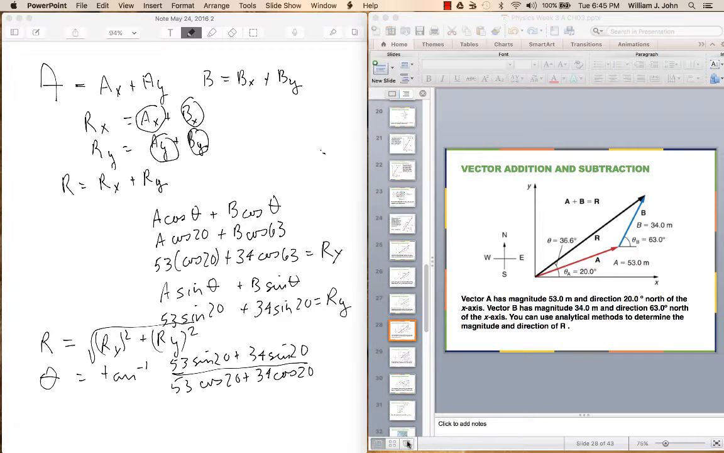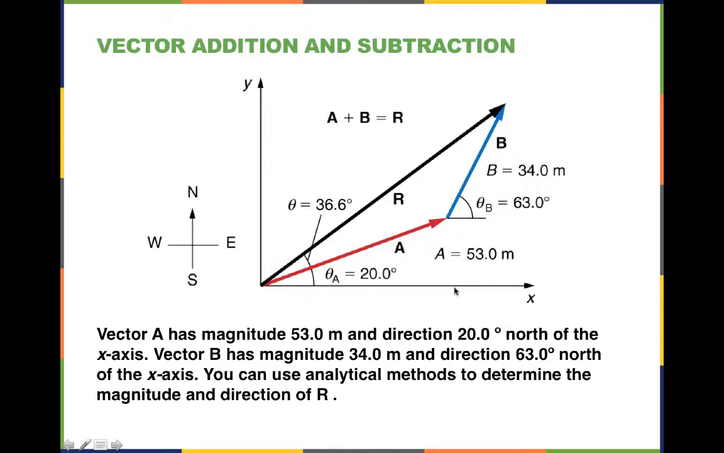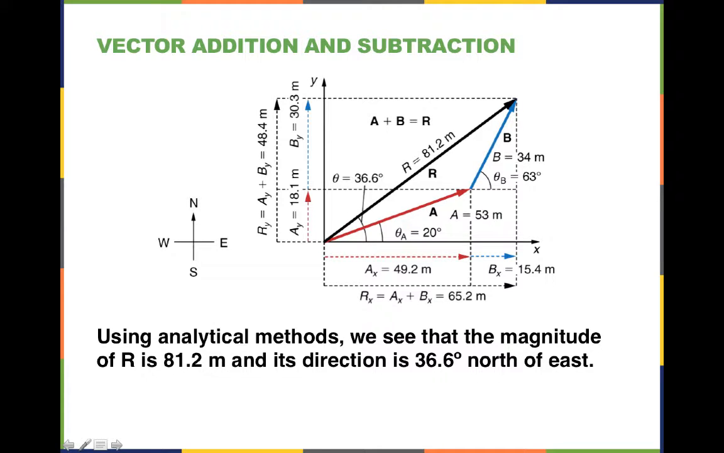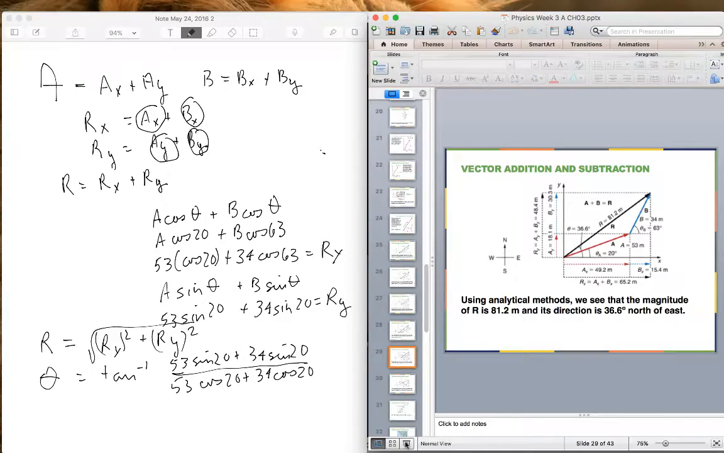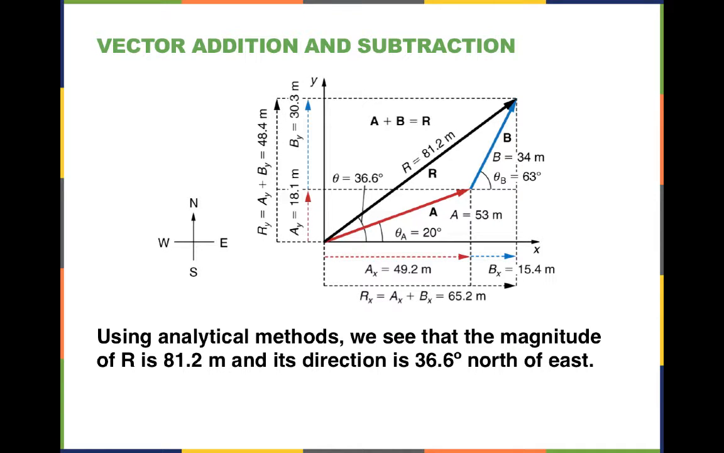So let's move back over here and look at the answer, which is shown right here. This slide shows the answers. You can see that AX is 49.2, BX is 15.4, so the sum is 65.2. AY is 18.1, BY is 30.3, and the sum is 48.4. Therefore, RX and RY are now known.